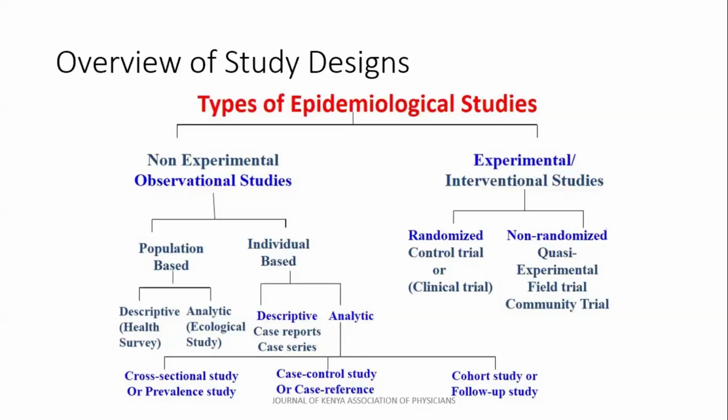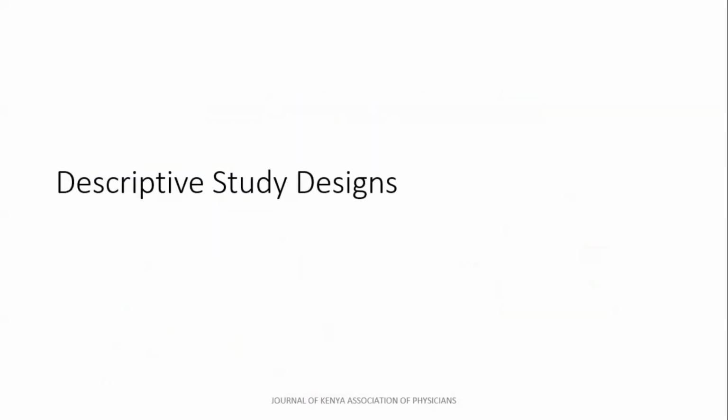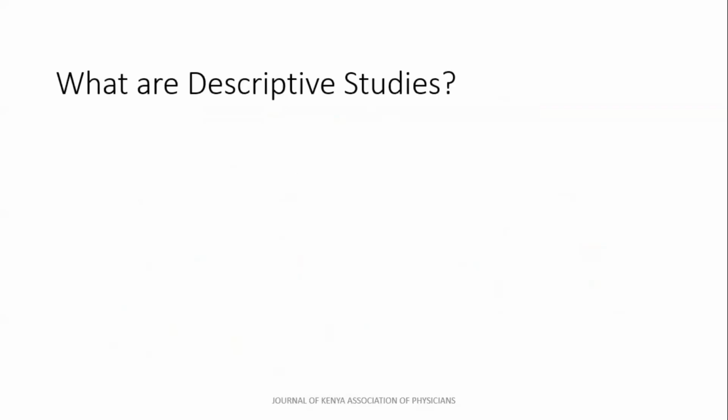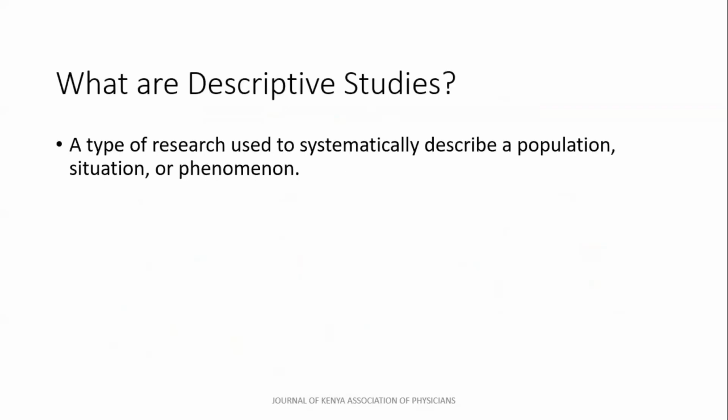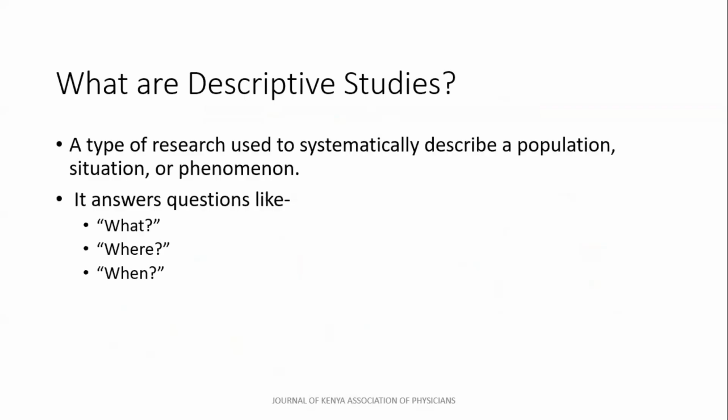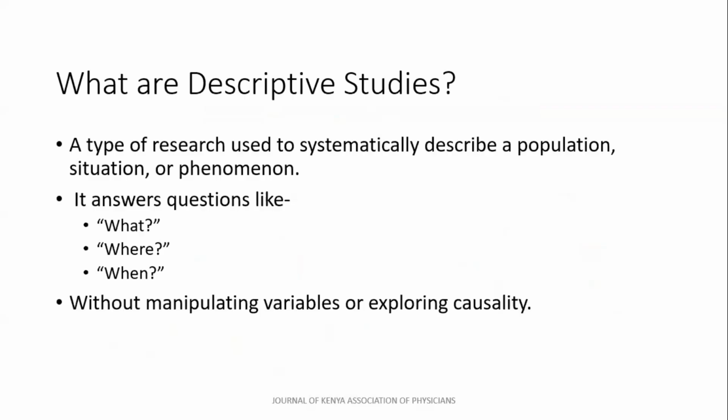Okay, so we first start with descriptive study designs. So what are they? They're basically a type of study that's used to systematically describe a population, a situation, or a phenomenon within members of a certain population. And it answers questions such as what, where, when. And we try to answer these questions without manipulating variables or exploring causality. We're just trying to describe.